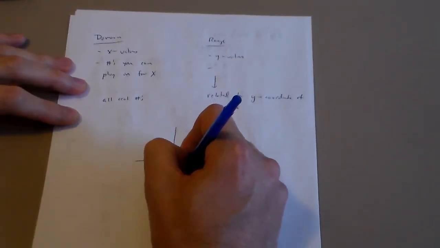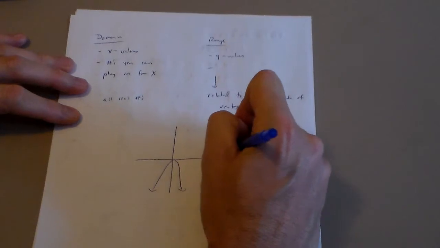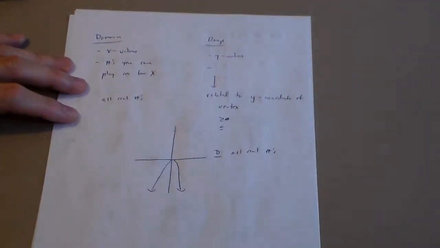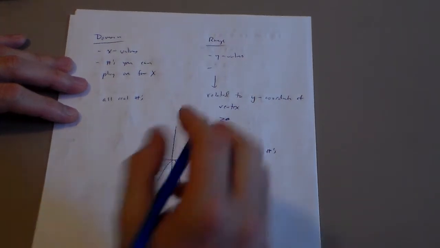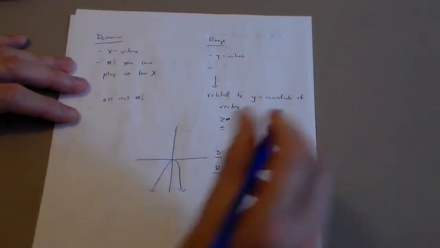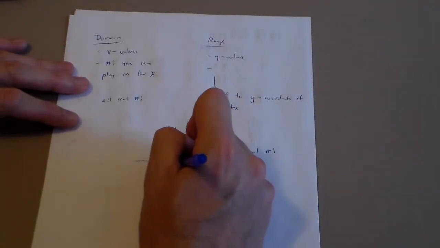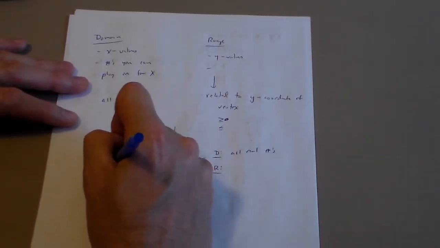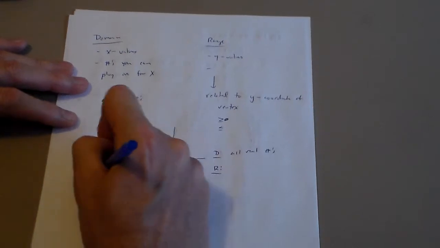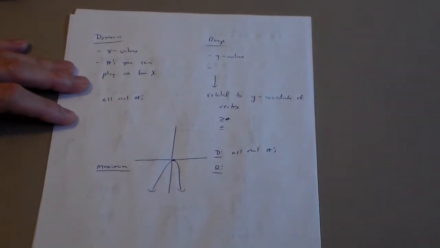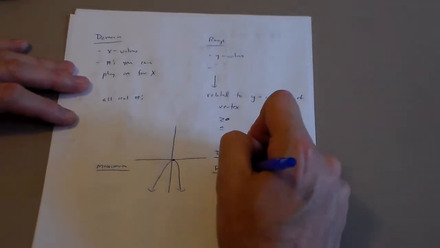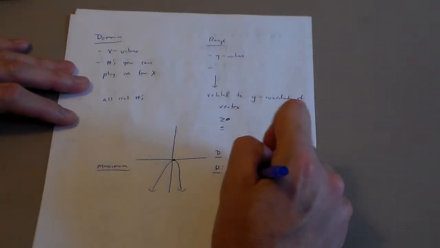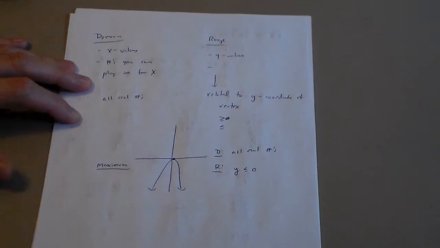It looked like this. So if they ask you for the domain, you're going to say all real numbers. There's no restrictions. You can plug in any x that you want. Okay? So your range, this is your biggest point. That point is called a maximum because it's the biggest y in your entire graph. So that means that your range, the y's all have to be smaller than that point. So y is less than or equal to 0.